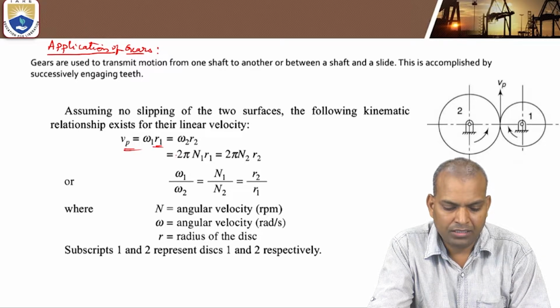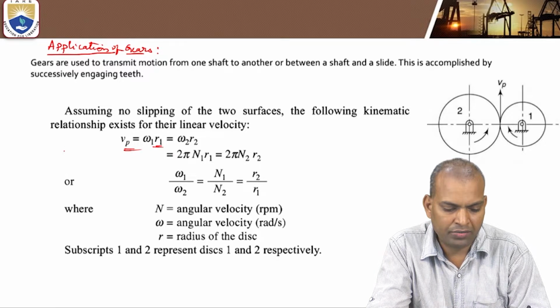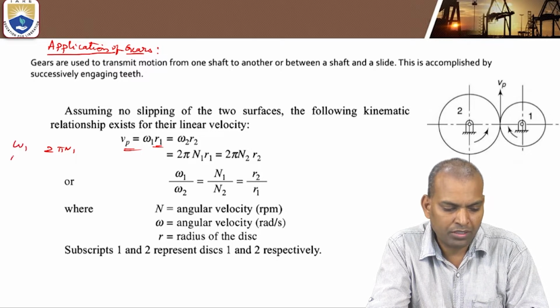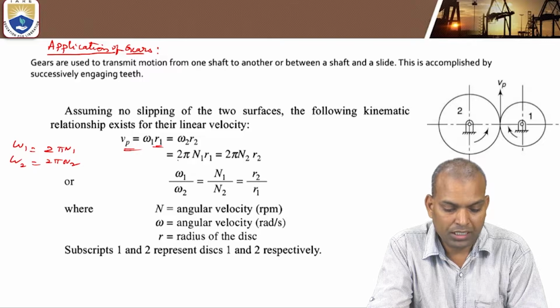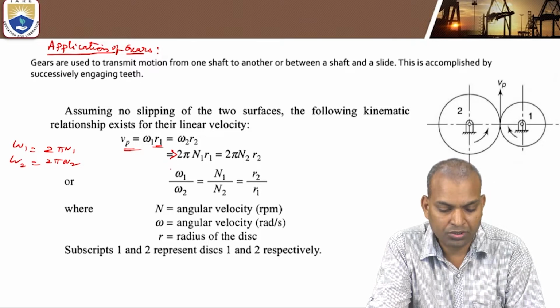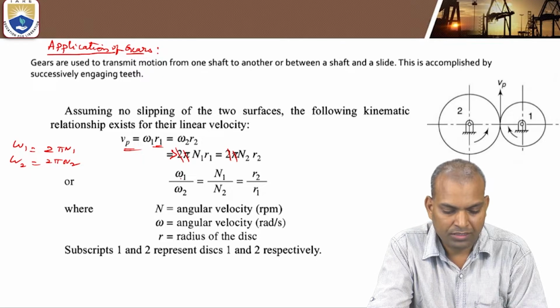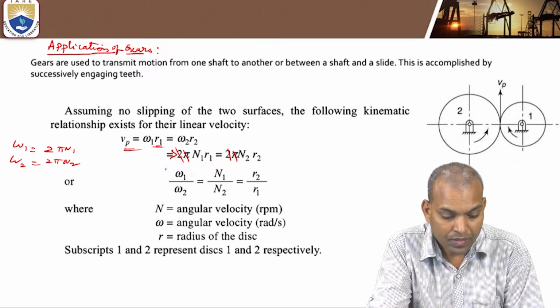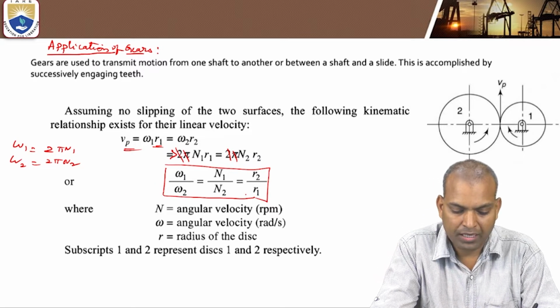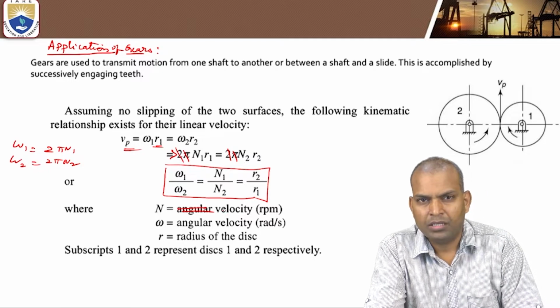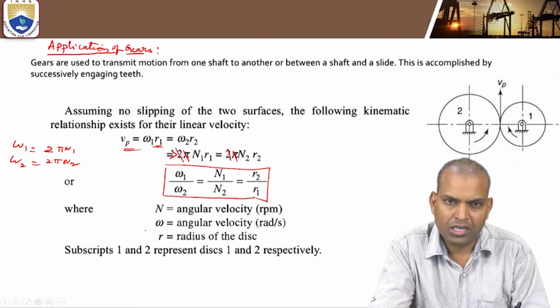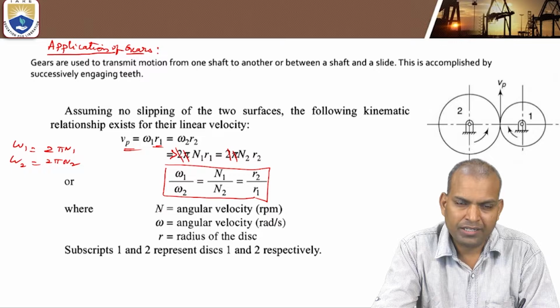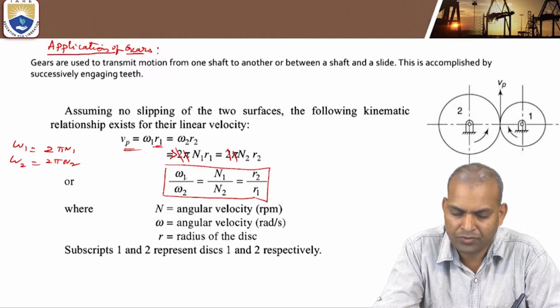So Vp is constant. Substitute 2 pi n1 in place of omega 1 and 2 pi n2 in place of omega 2. Then the equation becomes 2 pi n1 r1 equals 2 pi n2 r2. 2 pi gets cancelled, then n1 by n2 equals r2 by r1. Where n1 is the angular velocity in revolutions per minute, omega is angular velocity in radians per second, r1 is the radius of disc wheel 1 and r2 is the radius of disc wheel 2.